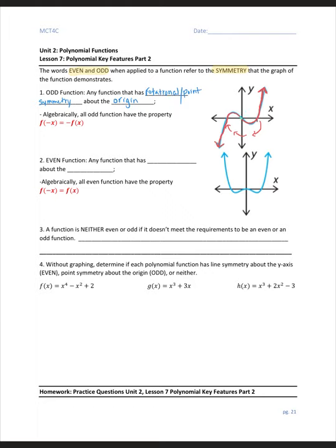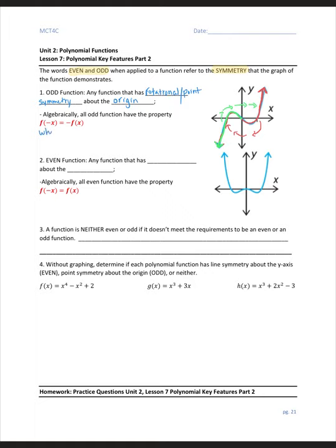Maybe I'll do that in a different color, right? And the same is true if I took this green end and rotated it 180 degrees this way, it would end up exactly on top of this red end that we made here. So it would rotate and sit on top of the other half of the function, basically. How we show that algebraically is that we say all odd functions have the property f of negative x equals negative f of x.